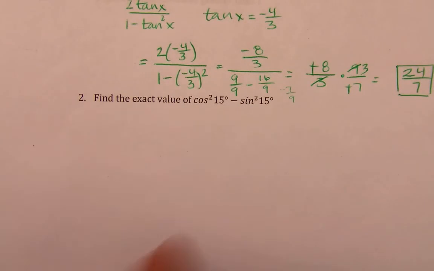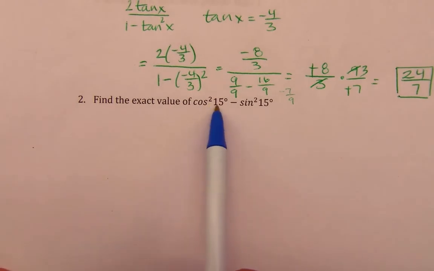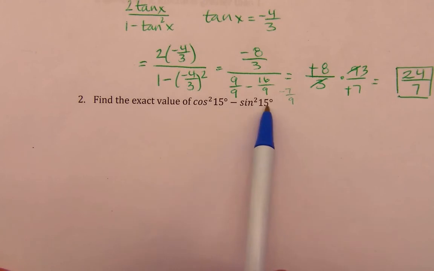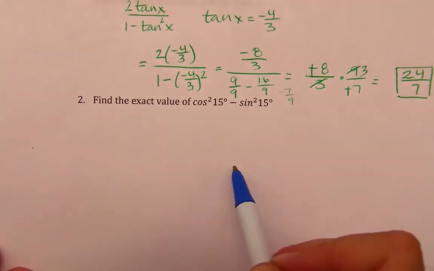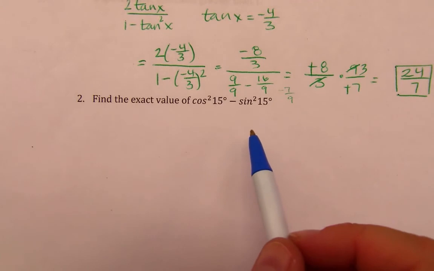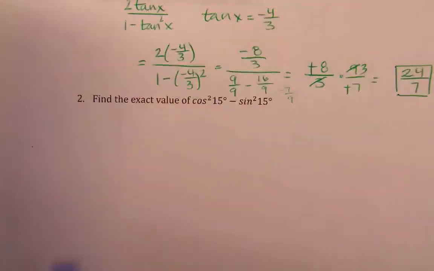Now we're given something else. We're going to use the double angle formulas in a different way. It says find the exact value of cosine squared of 15 degrees minus sine squared of 15 degrees. And again, exact value means no calculator. So 15 degrees is not something we know on the unit circle. So that kind of leads me to believe we're going to need an identity.